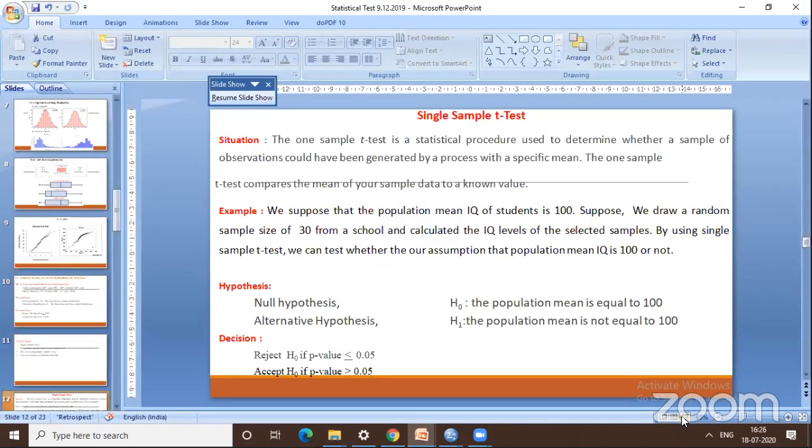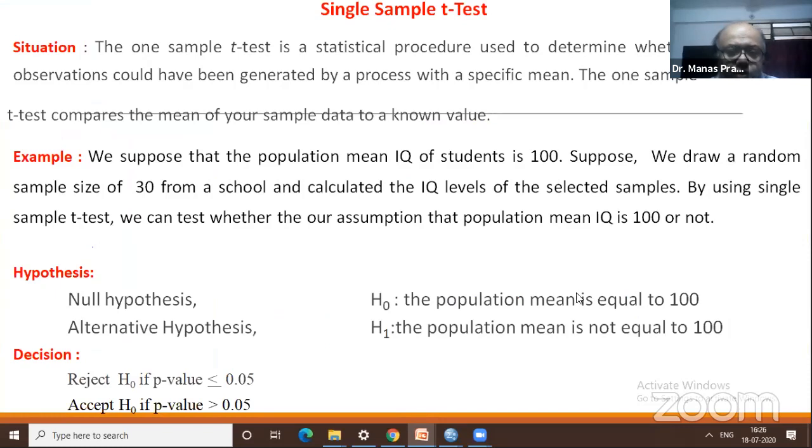This is the curve. So here is what we are testing. I will explain the situation one more time. Suppose I have a school. Now I consider that the IQ level of the students of the school is 100. This is my assumption. Now I have to check whether my assumption is true or false.